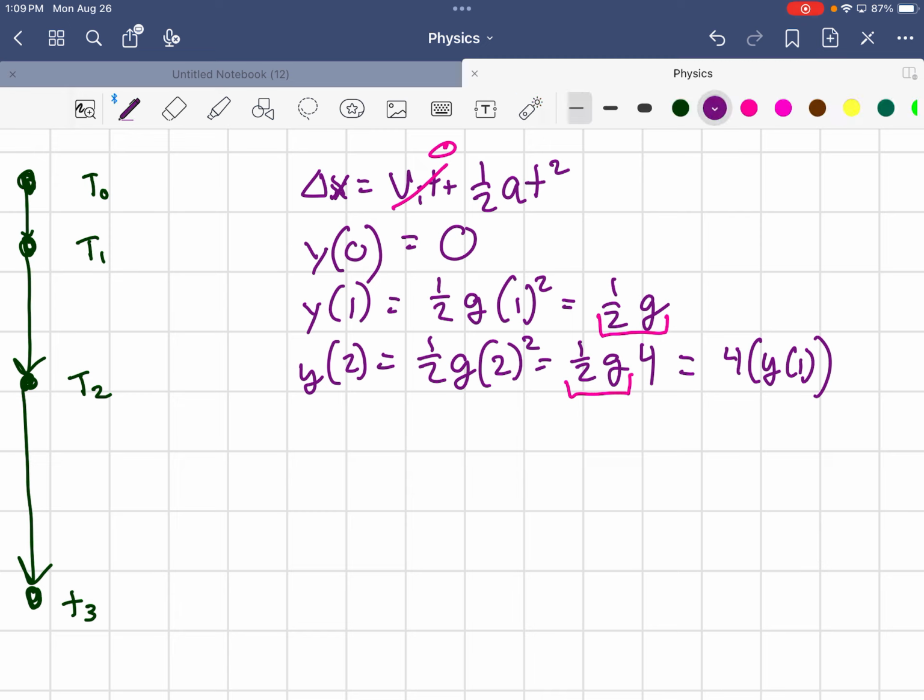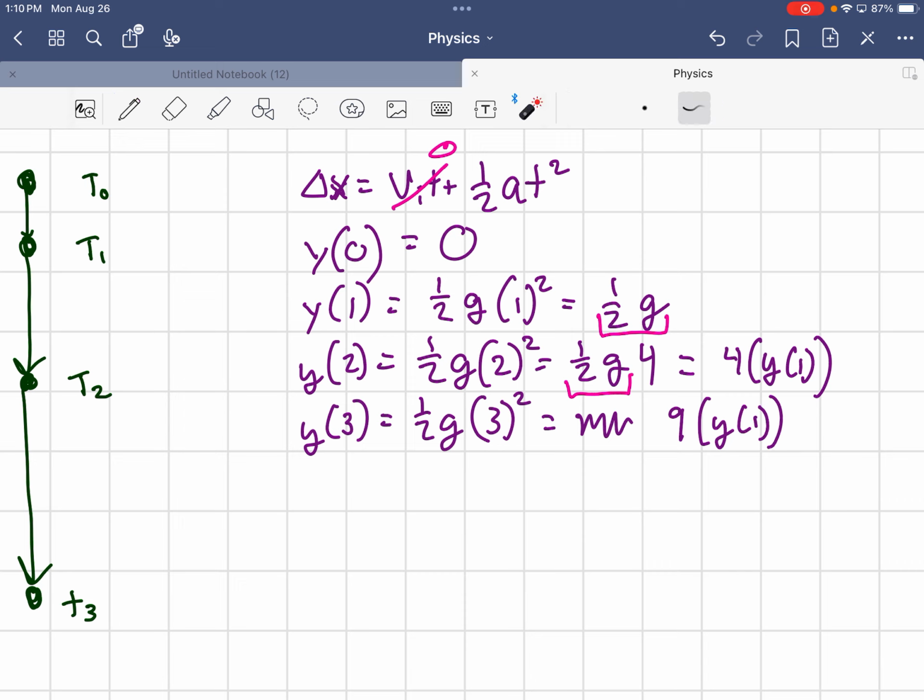So let's do one more. We're going to do y of 3 equals 1/2 g 3 squared. Are you guys cool if I skip that center step? So then we can do some math. We got 9 times y of 1. Right? So right here, this is the same as this right there. We good for that?